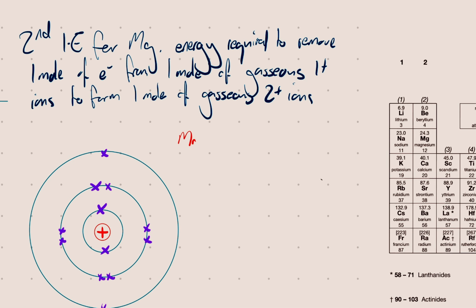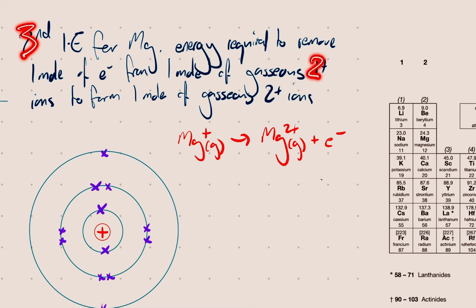If we were asked to do an equation for that, it would look like this. We've got Mg+ gaseous, state symbols are important, reacts to make Mg2+ gaseous plus e-. And if we were doing third ionization energy, it would be a 2+ ion that we start with and a 3+ ion that we end up with, and so on and so forth.